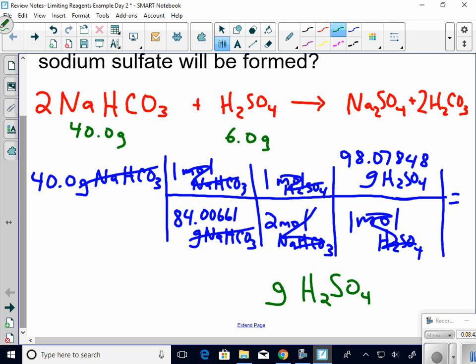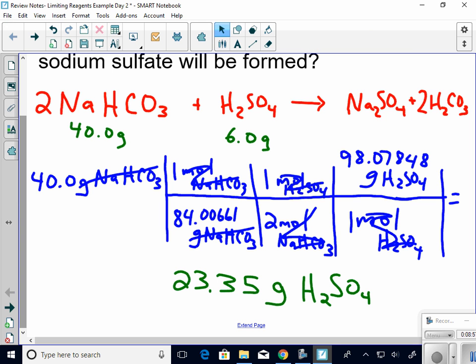And I come up with a value of 23.35 grams. Can we agree on that number? I didn't sig fig it yet, because I want to make sure that I get my limiting reagent correct.